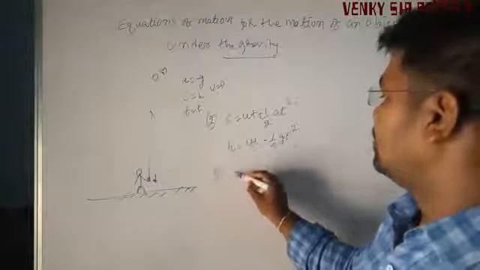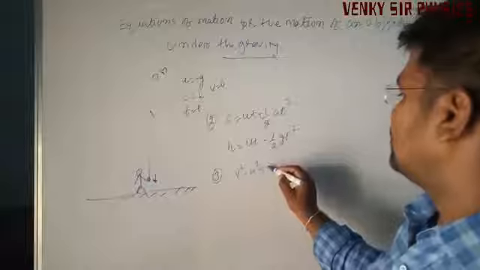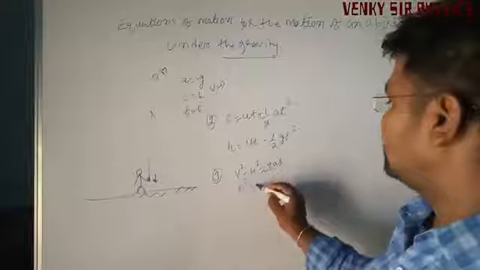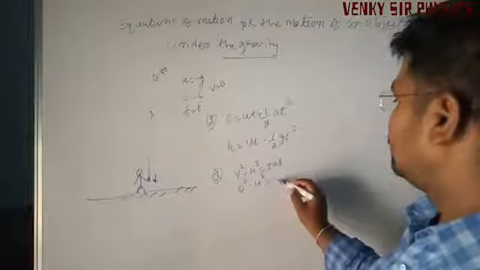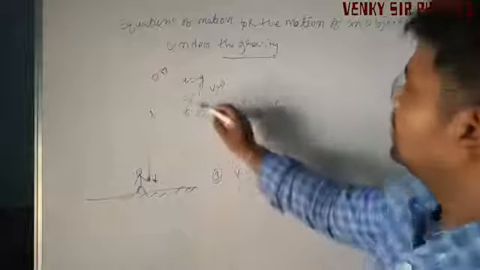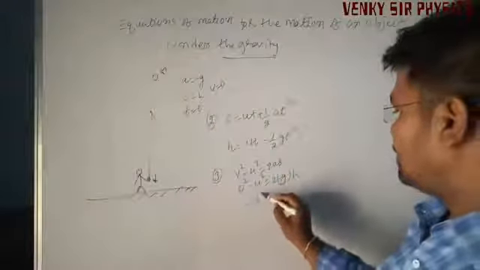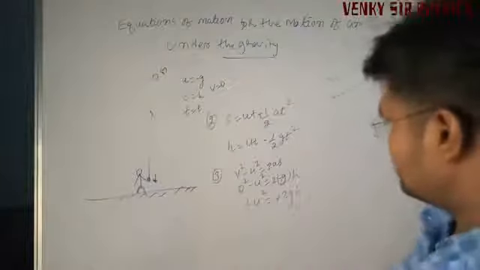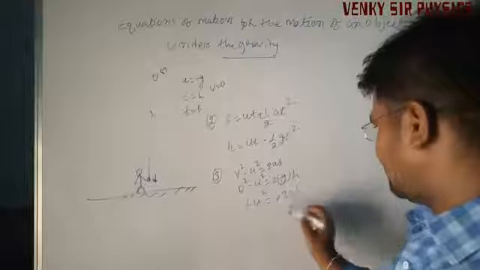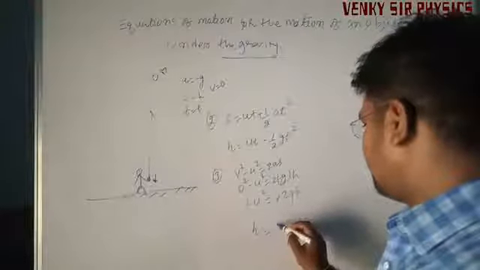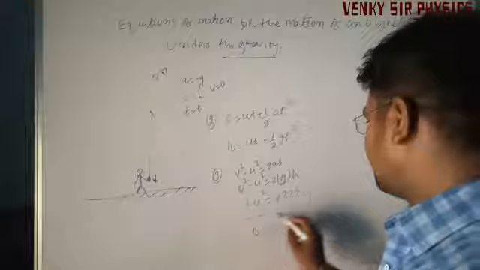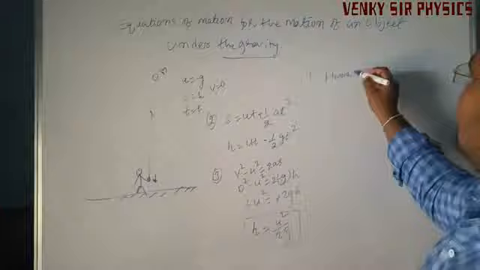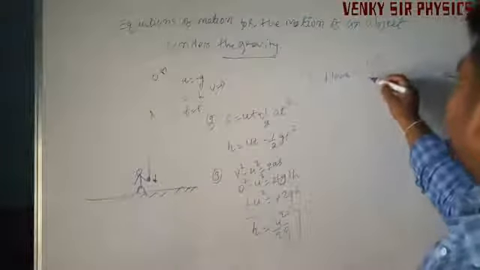Third equation. v square minus u square is equal to 2as. 0 square minus u square is equal to minus 2gh, since s is equal to h. Minus u square is equal to minus 2gh. Minus minus gets cancelled. So h is equal to u square by 2g. Here we can say h max is equal to u square by 2g.